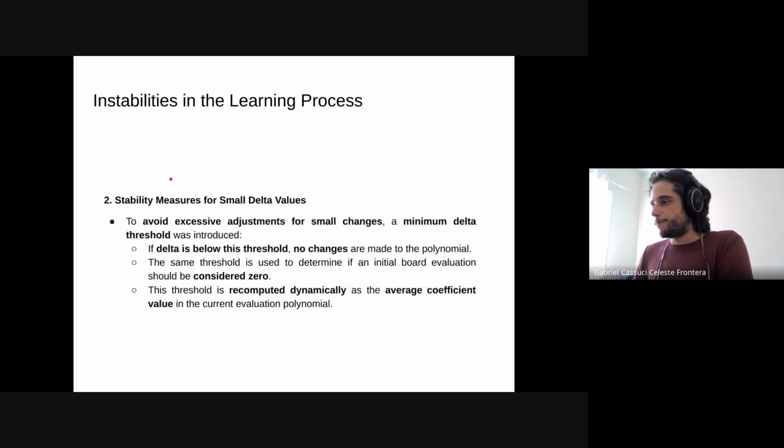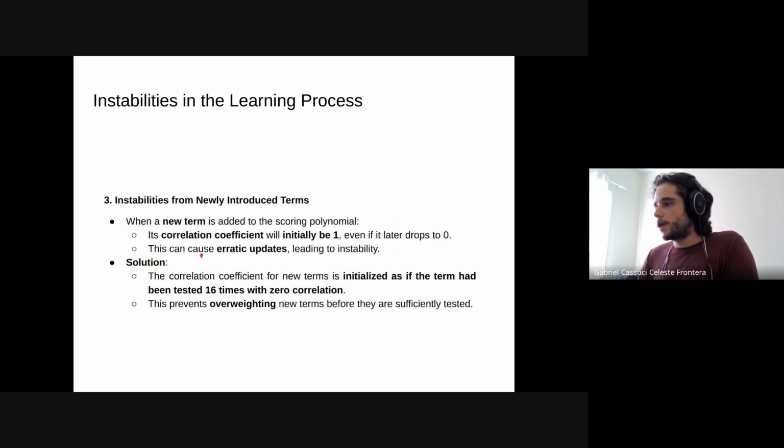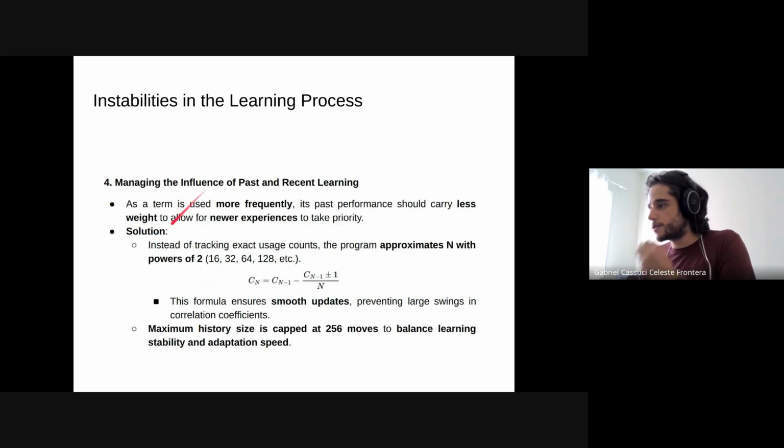And they talk about how to avoid excessive adjustments for small changes of that delta. We need to have a minimum delta threshold, so we avoid changing the coefficients too much if we don't have a big error. We need at least some error to do that. Here they talk about how newly introduced terms can have a problem. I won't talk about that.